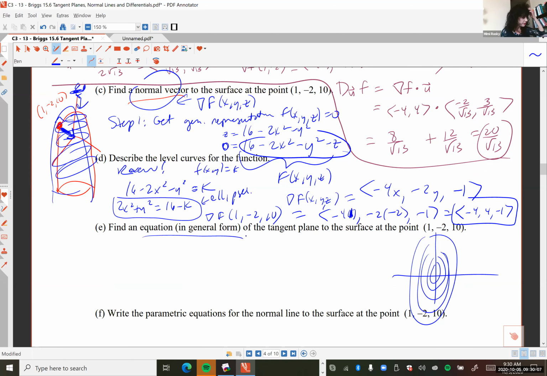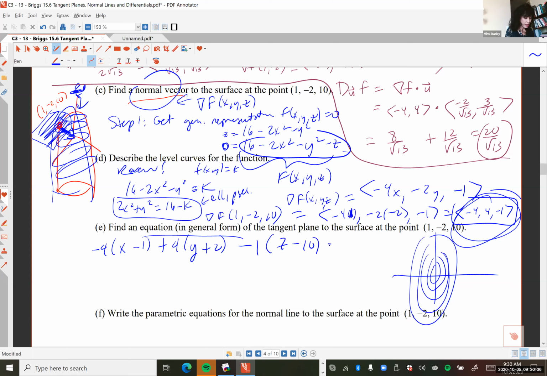And now letters E and F, write an equation of the tangent plane to the surface at that point, 1, negative 2, 10. Well, if I were to draw a tangent plane, there's the tangent plane. We already have a normal vector. It's this guy, our answer from part C. We already have a point, so we're almost done. You just have to use your knowledge of finding equations for planes, and you already know this because I trained you to find equations of planes, and you did that in your midterm 1.